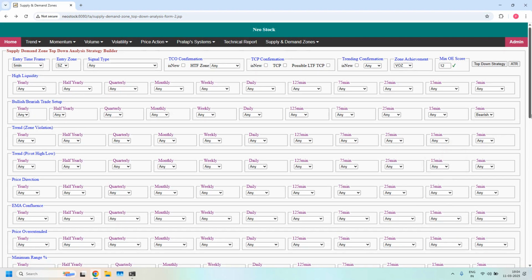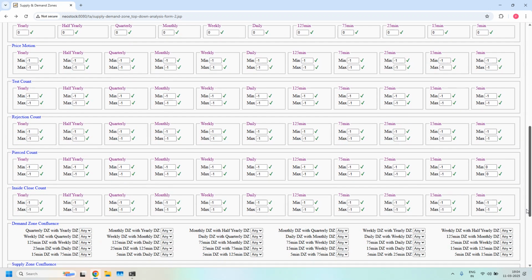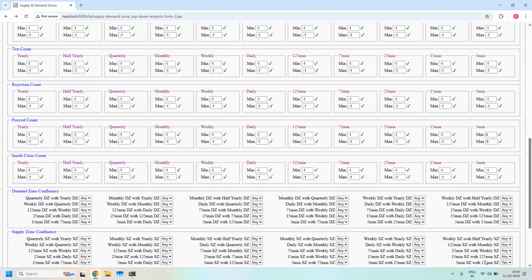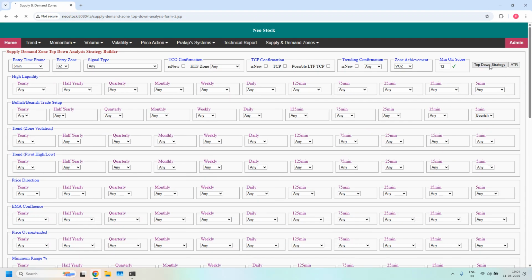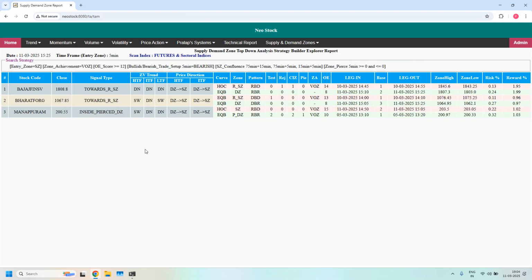In the supply zone confluence, 3 filters we have to set. First filter is already enabled, that is 5 minutes with 15 minute supply zone confluence. Next, 5 minute supply zone with 75 minute supply zone confluence. 15 minute supply zone with 75 minute supply zone confluence. With all the 3 filters enabled, we got 3 stocks.